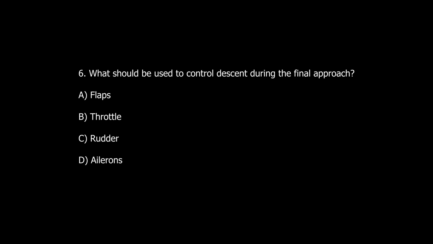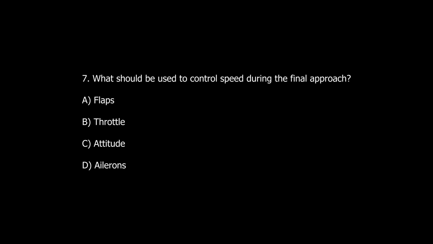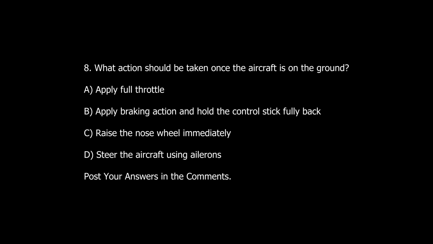Question number 6. What should be used to control descent during the final approach? A. Flaps. B. Throttle. C. Rudder. D. Ailerons. Question number 7. What should be used to control speed during the final approach? A. Flaps. B. Throttle. C. Attitude. D. Ailerons.